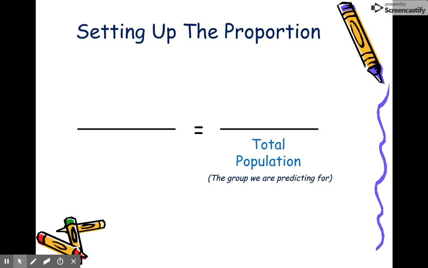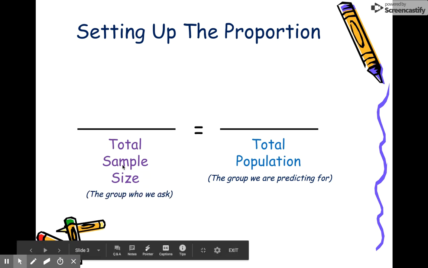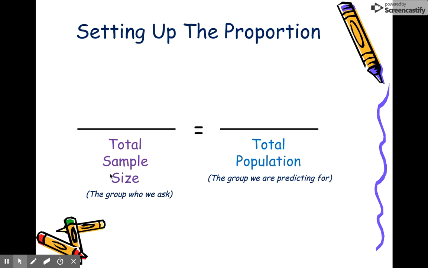And again, the group we are predicting for. So you do want to write this down on your note sheet so that you have it for the project. That's, again, the total population is the group we are predicting for. And then the bottom of the other fraction is the total sample size. So if we're going to use the example of our project, the total sample size that you're asking is going to be 25 for the people that you are asking your question to.